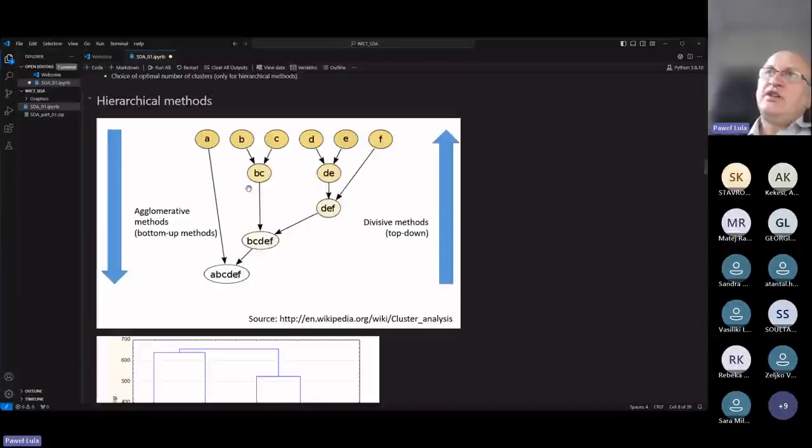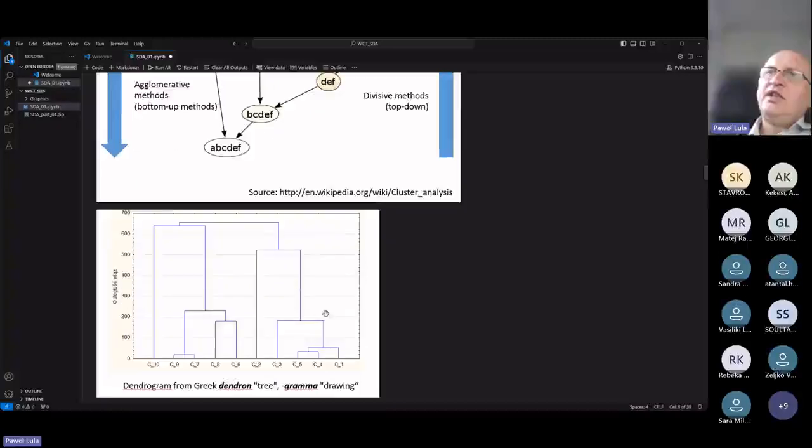Here we see a general view. I found this picture on Wikipedia. It is a picture which was generated in a program, in this case a statistical program. But we will produce very similar pictures, trees, using the Python language. This tree showing the results of cluster analysis is called a dendrogram.